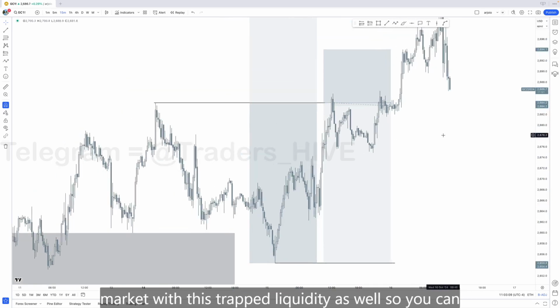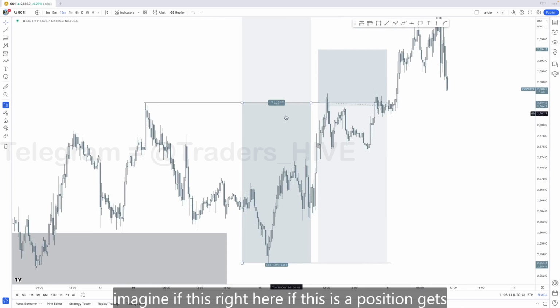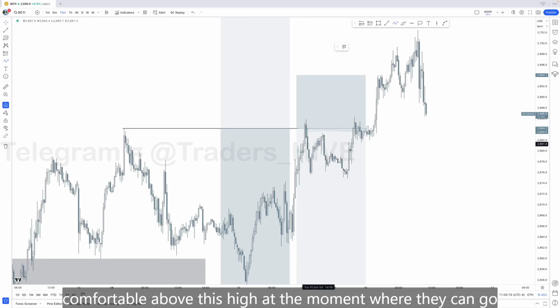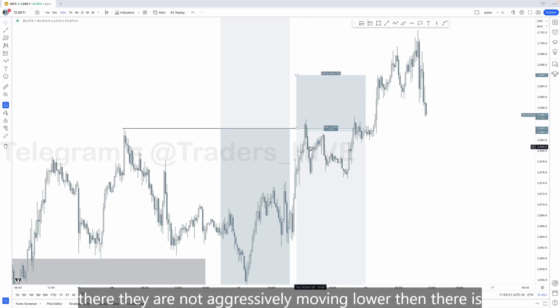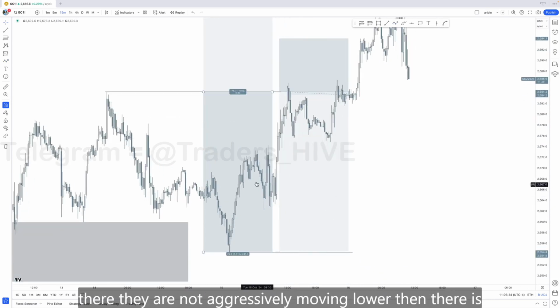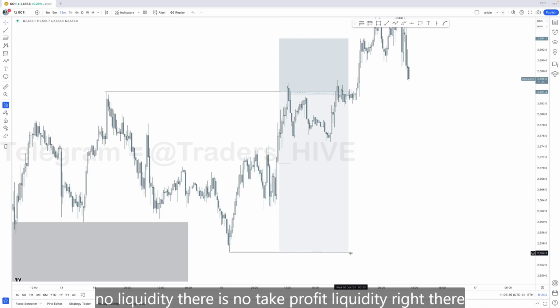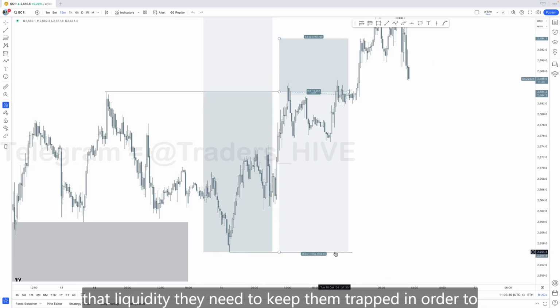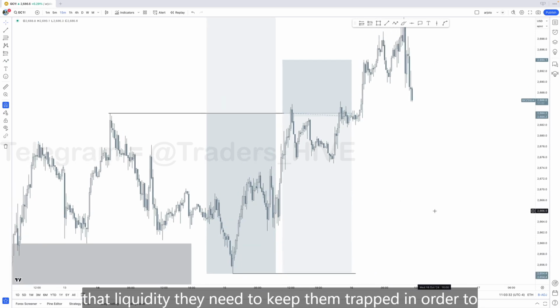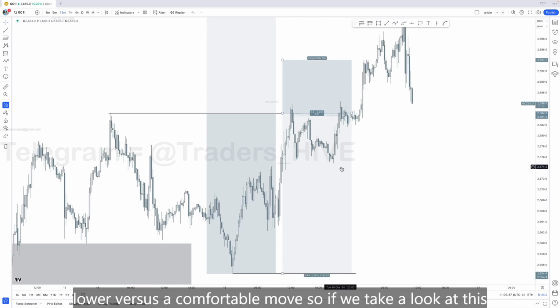So you can imagine if this position gets comfortable above this high at the moment where they can go break even, they might be able to mitigate their losses right there, they are not aggressively moving lower, then there is no liquidity. There is no take profit liquidity right there. So that's important to understand, that they need to trap that liquidity. They need to keep them trapped in order to use their liquidity as well. So that's an aggressive move lower versus a comfortable move.